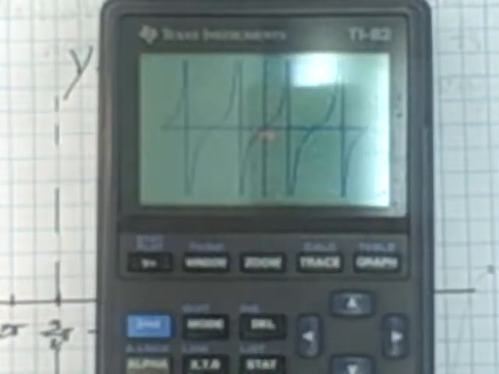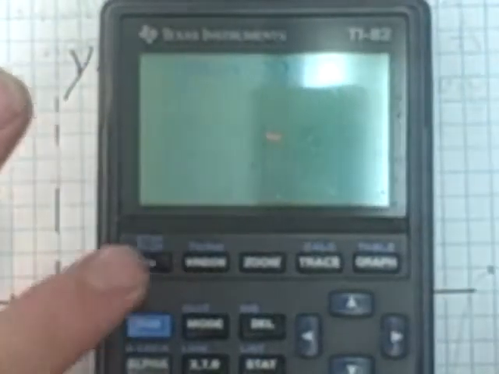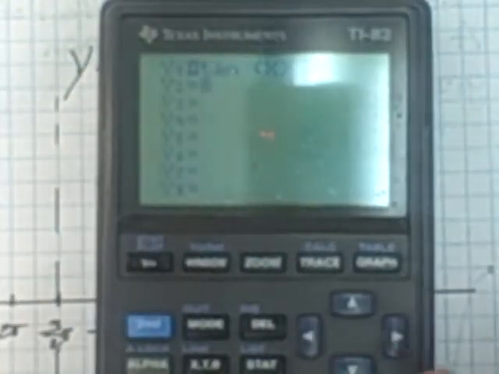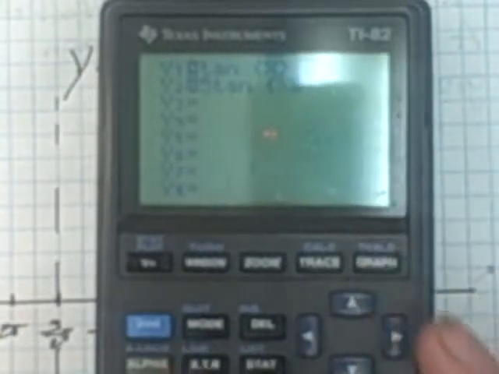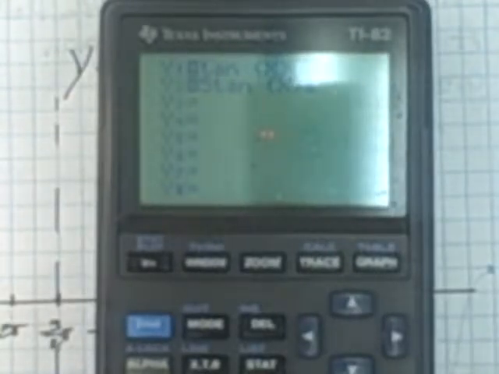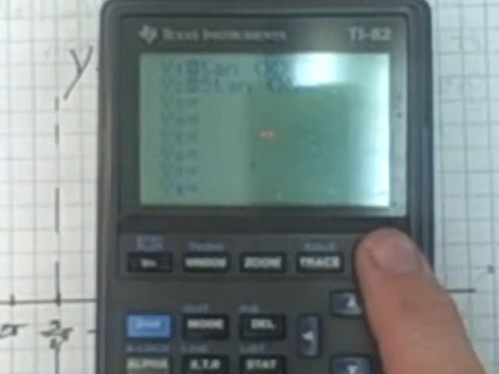So now let's put in our graph where we increase the size of the a value in front of the tan graph to a 5. So let's put our y equals button here. Let's go down to the second one and put in 5 tan bracket x, close the bracket. So now hit the graph button to see what the change is.